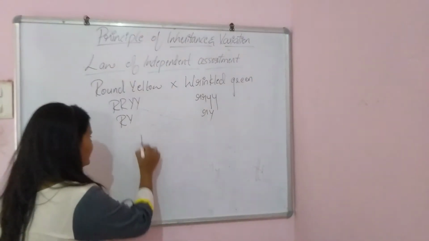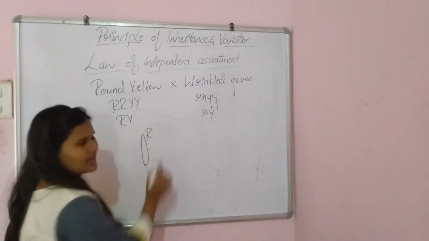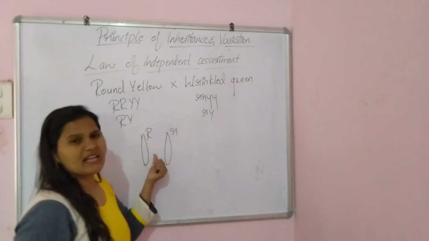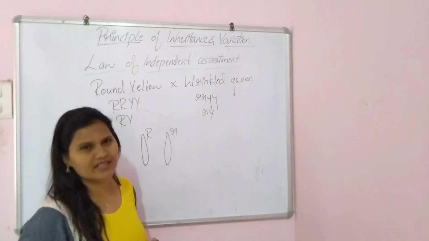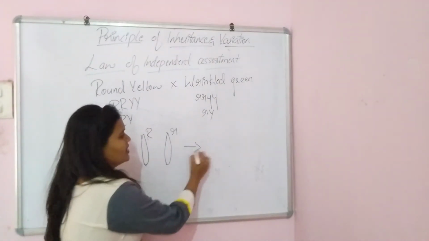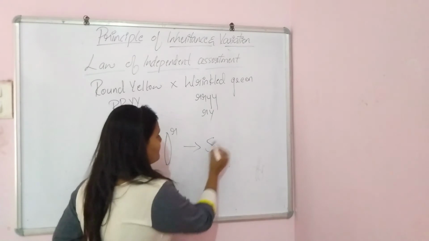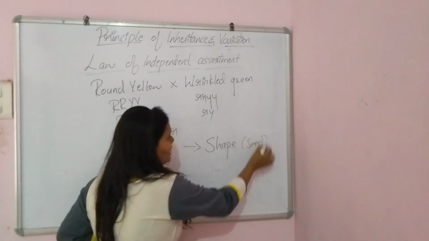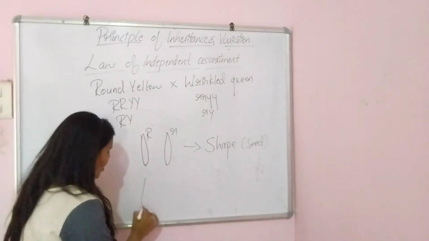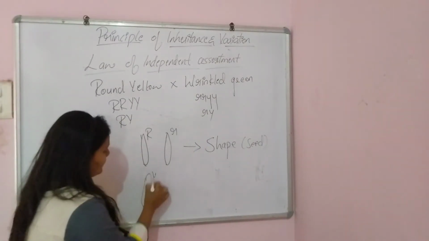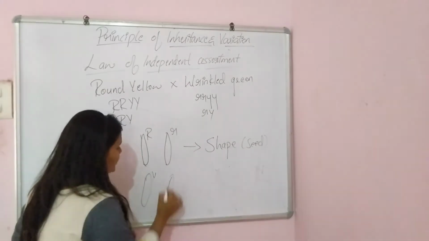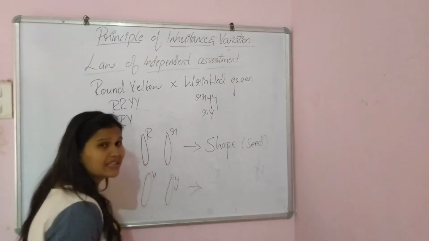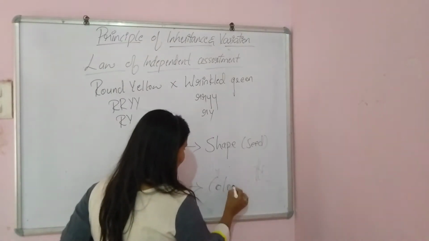See, if this is the chromosome where the capital R stays, and here is the chromosome where small r stays, the capital R is dominant and small r is recessive. This is for a single character, that is the shape of the seed. And for the Y, on one chromosome the capital Y is present, and on the other chromosome small y is present. This is for the color of the seed.